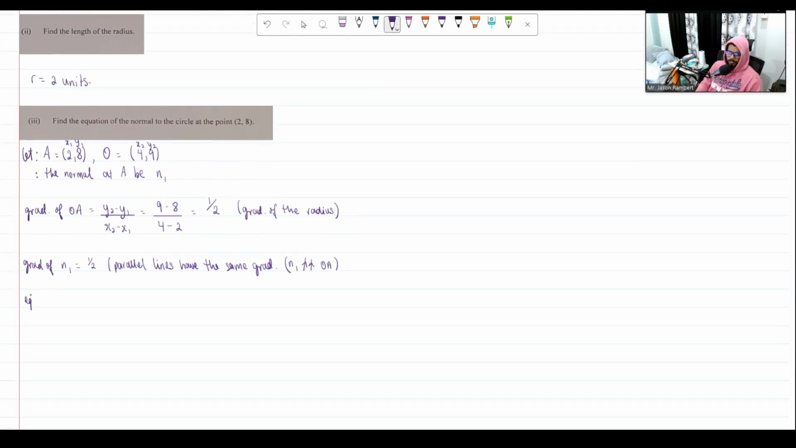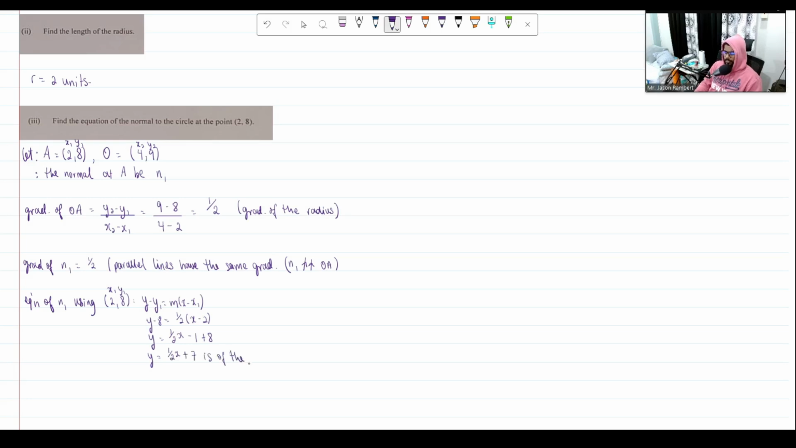Equation of n1 using the point A, which is 2, 8. This is my x1 and y1. It is going to be y minus y1 is m into x minus x1. y minus 8 is a half into x minus 2. y is equal to a half x minus 1 plus 8. y is equal to a half x plus 7.